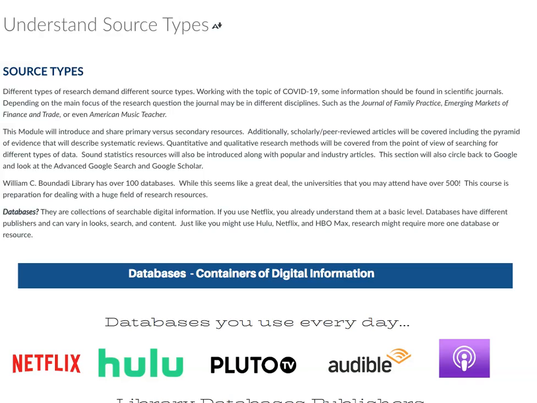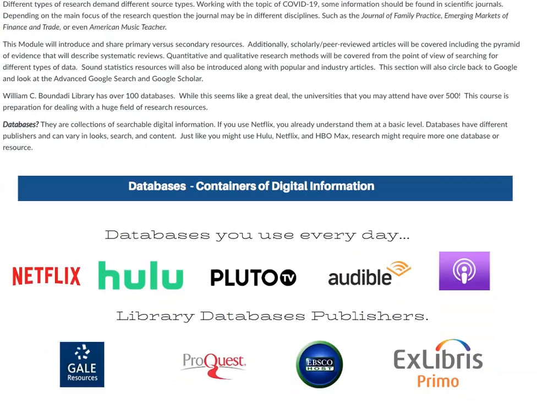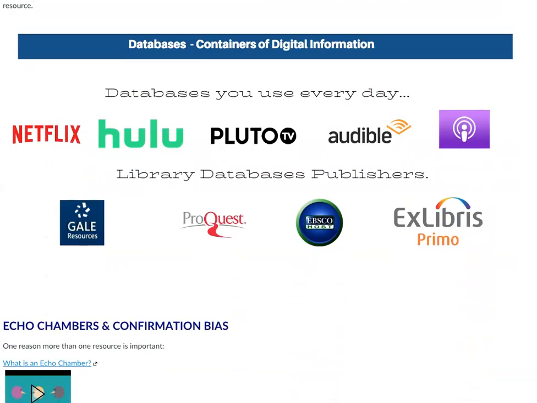We're going to talk about source types. One of the things I keep saying probably is databases is going to drive you crazy. But what a database is, is something you already use. It's a collection of electronic documents. These could be prints, they could be videos, they could be ebooks, all types of things. Already, you're using Netflix, Hulu, probably Pluto, maybe Audible, and podcasts. Yes, those are databases. They have a search. They have things organized in a certain way.